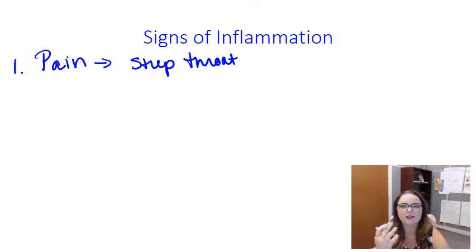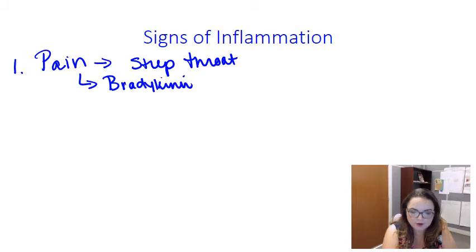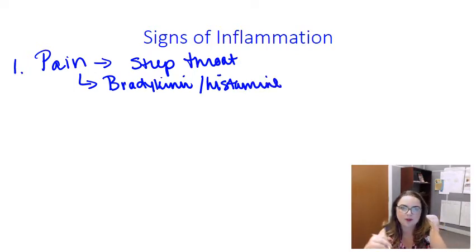This is basically because there are chemicals that are produced as part of the acute inflammatory response, most notably bradykinin and histamines. Most of us have heard of histamines before. You see it on a whole bunch of allergy commercials, which if you're watching this over the summer, you're probably seeing a lot of those. Bradykinin and histamine are able to stimulate nerve endings in the area, which makes the area much more sensitive, which is why we experience a higher amount of pain.